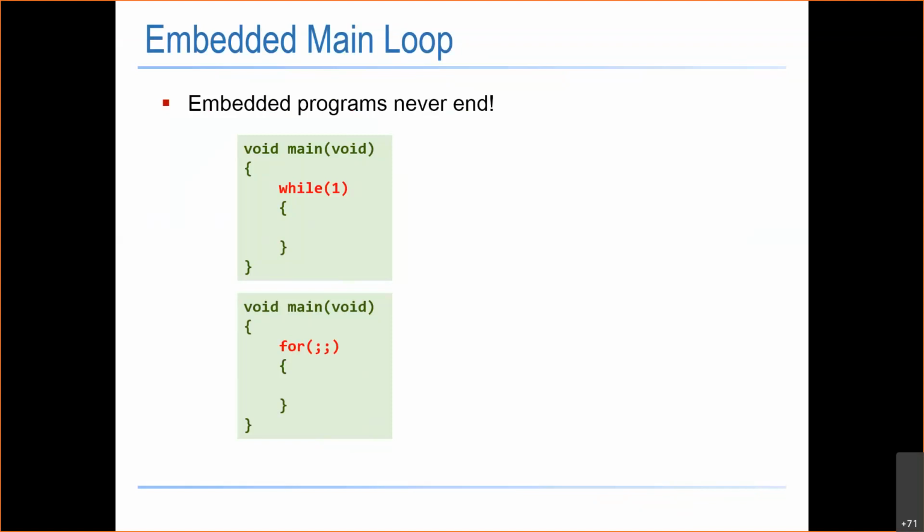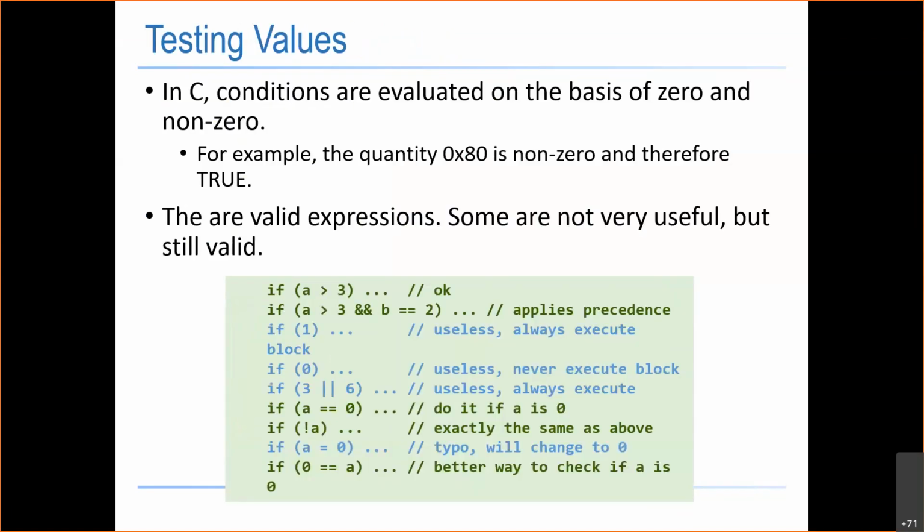So it runs forever. So what you will find is in most embedded programs, you will have a big loop called while one. While one means true, or you may have a for loop with nothing inside. So this will spin forever. Okay, so you may find something like that in an embedded program. Of course, there's a lot of logic going inside your program.